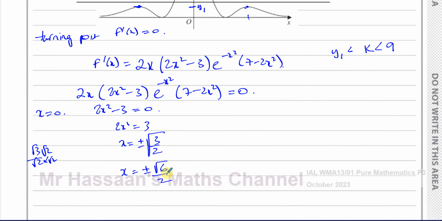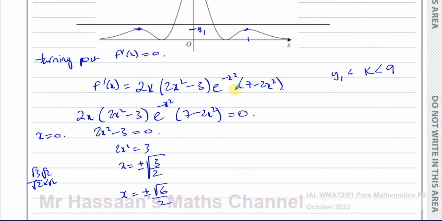So these two turning points that we just found could be either these two or those two. What we're interested in is these two. So how do I make sure which is the right one? Well, we can go to the other solution, which is 7 minus 2x squared equal to 0. Of course, e to the power of minus x squared is never equal to 0. There's no solution to that part. So this one will have no solution.